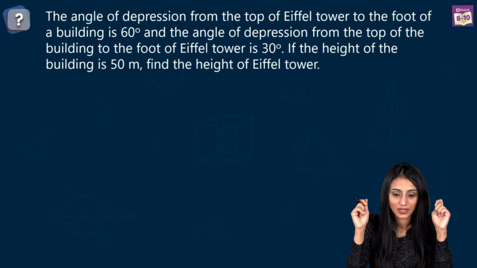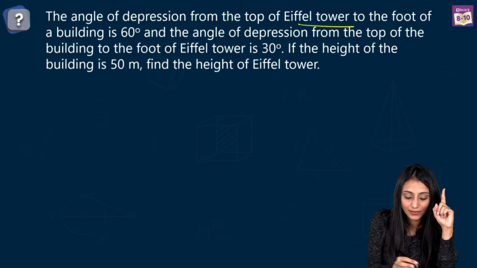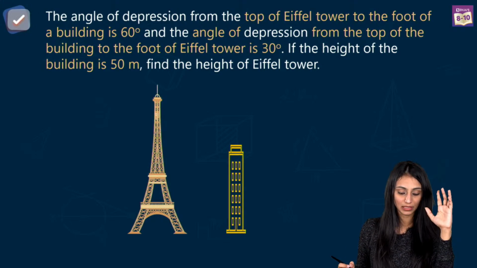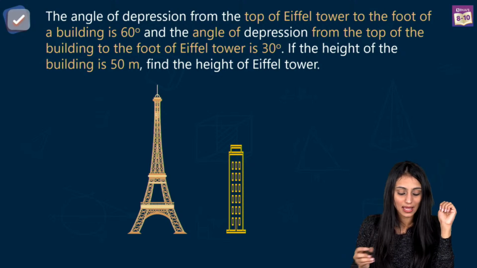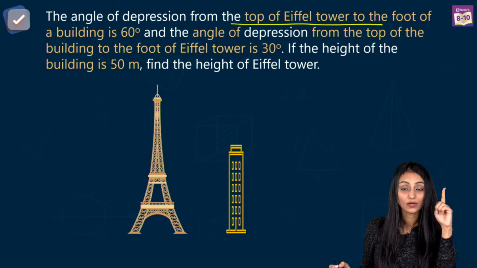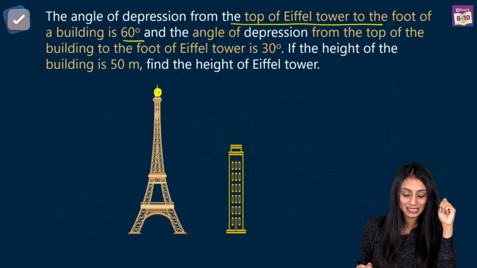Okay. So we are talking about the Eiffel Tower and a building. Here we have the Eiffel Tower and the building. Obviously the Eiffel Tower would be bigger than this. The angle of depression from the top of the Eiffel Tower to the foot of the building is 60 degrees.